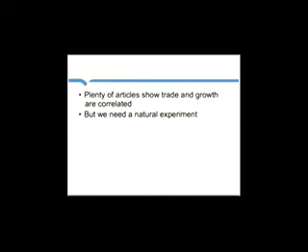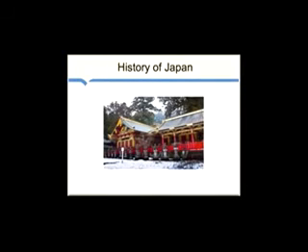So ideally what we would like is some kind of natural experiment where there is an exogenously given increase in the amount of trade, and then we can see how much economic output responds. And for such an experiment, we can turn to the earlier history of Japan.